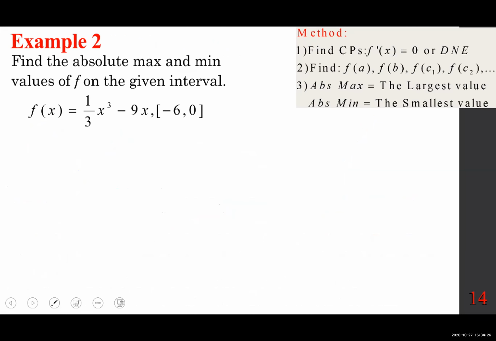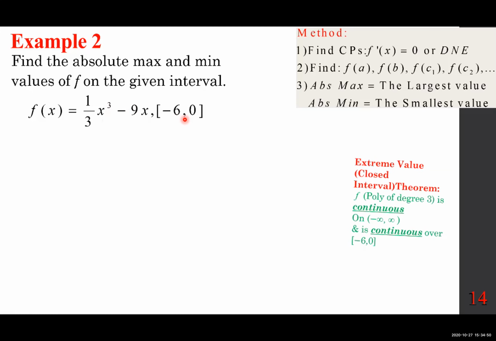All right, so let's start with a simple example. The methodology is given, but before we start, we'll look at the function. What type of a function is this? This is a polynomial of degree 3. Therefore, it's continuous from negative to positive infinity. Therefore, it's continuous from negative 6 to 0. So that's the first thing we must make a note of.